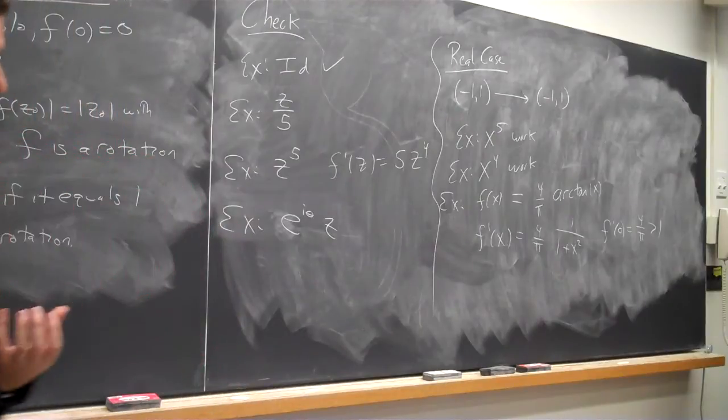So this is a victory. There's another nice trig function that we could use to go from -1, 1 to -1, 1.